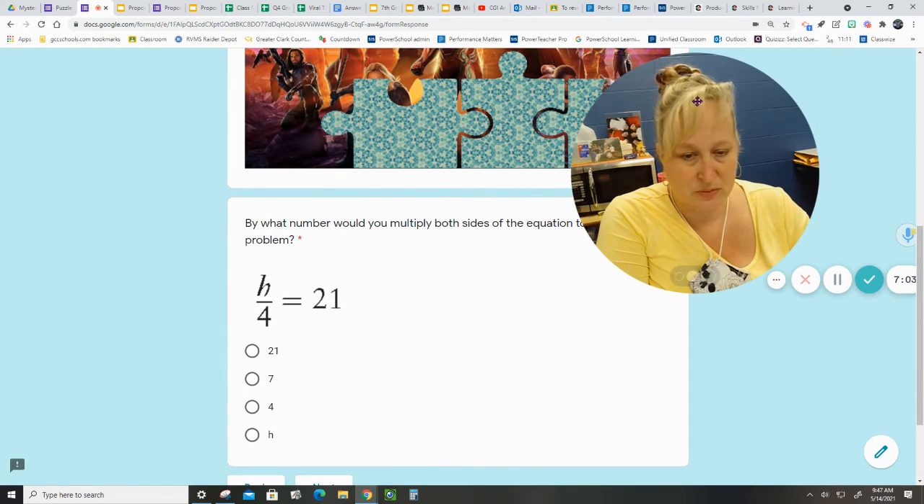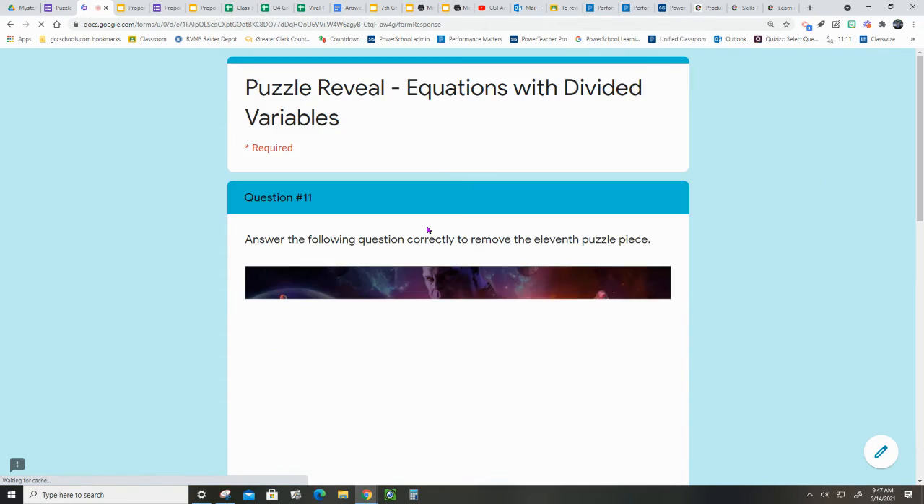By what number would you multiply both sides? Well, to clear this, I would multiply by 4. I'm using that inverse operation. That would be what I would do.